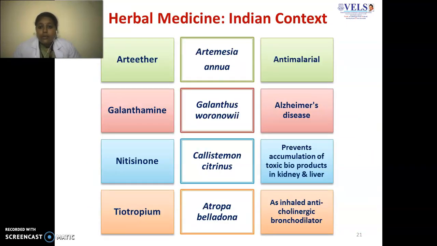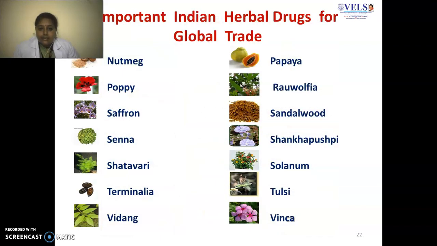To mention a few, herbal medicines in the Indian context include artemether from Artemisia annua, finding use as an antimalarial; galantamine from Galanthus woronowii for Alzheimer's disease; ditisonin from Callistemon citrinus, which prevents the accumulation of toxic byproducts in kidney and liver; and tiotropium from Atropa belladonna, which acts as a good bronchodilator. Some important herbal drugs of global value include poppy, saffron, senna, Rauwolfia, papaya, solanum, tulsi, vinca, etc.